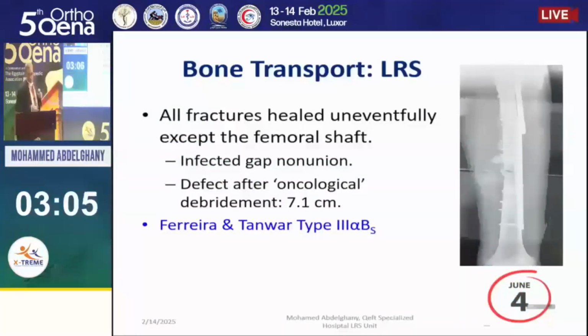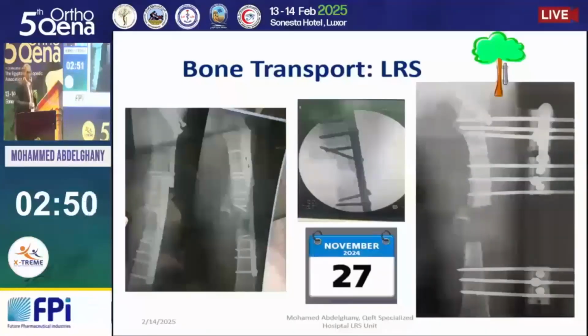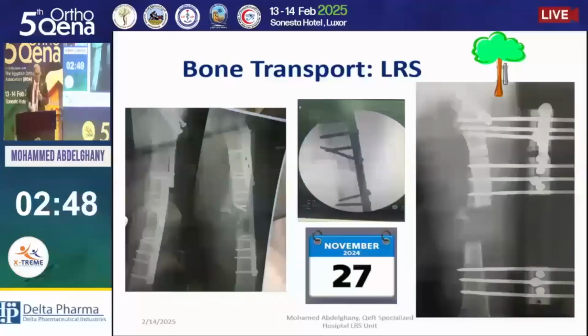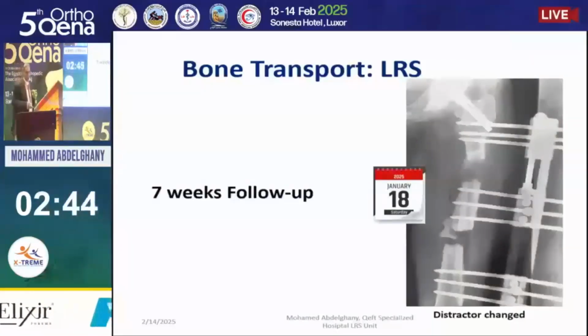However, the femoral shaft was infected with gap non-union. The defect after oncological debridement was 7.1 centimeters. This is translated to Ferreira type 3 alpha BS type. This is immediately post-operatively, and this is 7 weeks follow-up.